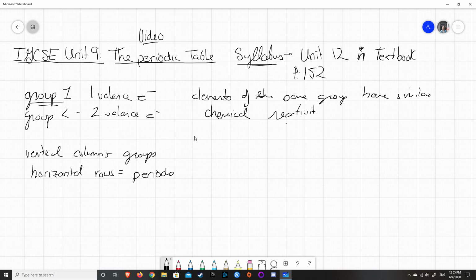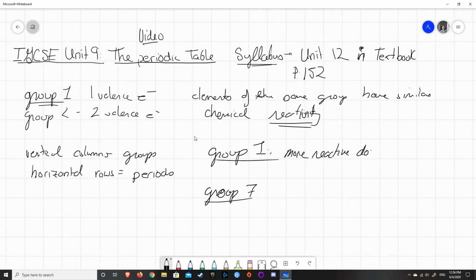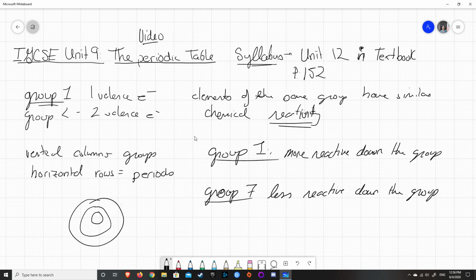And remember, we went over the trend in reactivity of group 1 and the trend in reactivity of group 7. The trend in reactivity for group 1 is that it gets more reactive down the group, and group 7 is less reactive down the group. And remember, we related that to how they like to give away electrons. If they've got more layers, they don't mind losing that outer electron very, very easily.